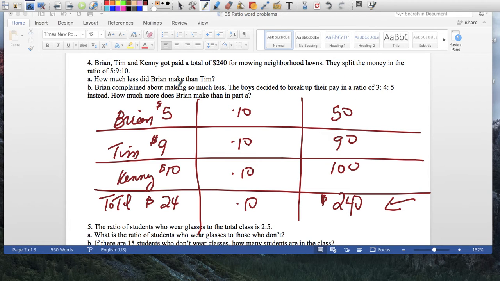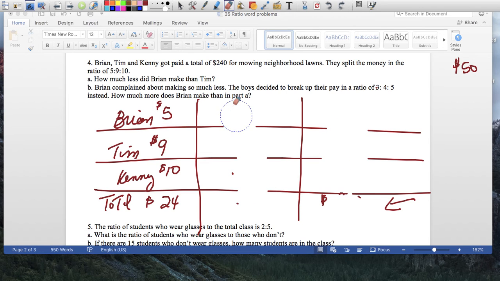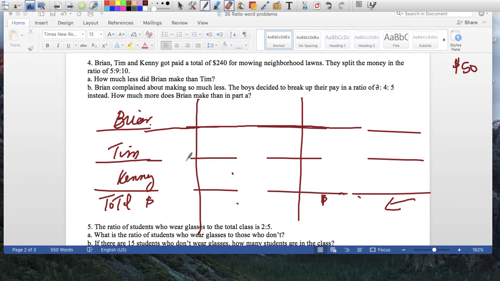And then the second part, Brian started complaining because he didn't make a lot of money. So they broke it up in the ratio of 3 to 4 to 5. Okay. So let's just remember that Brian over here is making $50, right? If they got paid $240, he got $50. So he started complaining and he said that's not fair. So we're gonna switch this. We're gonna switch everything, because it's a new ratio. So he complained and they said, okay, let's change it.